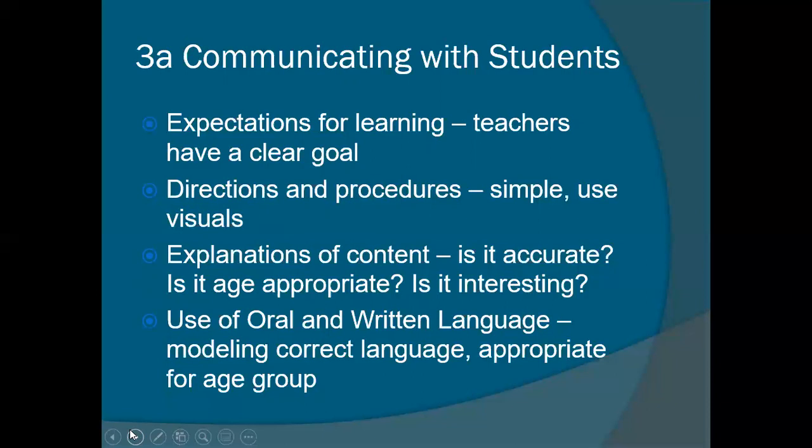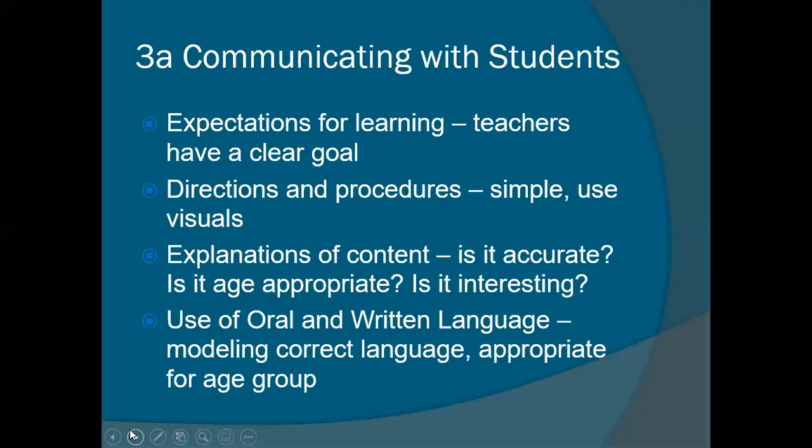Directions and procedures. Okay, when we are giving students directions, we need to keep their age and ability in mind. So often we need simple directions. If there is a large ELL population, we definitely want to use visuals. Even if there's not, and we have some children for whom this is their first school experience, those visuals also become very important.